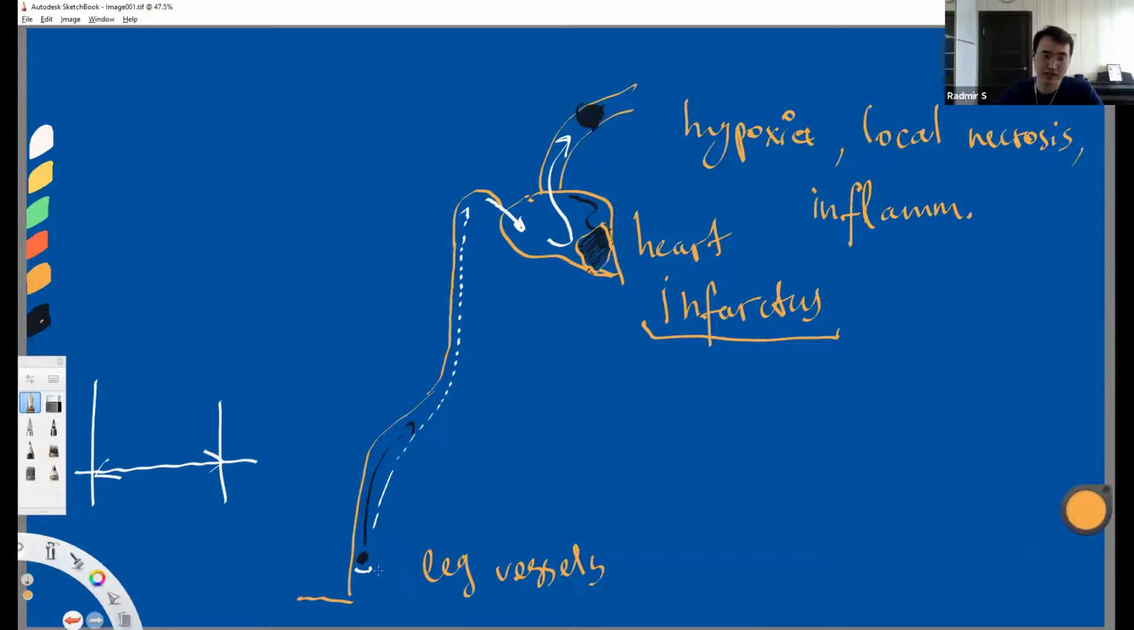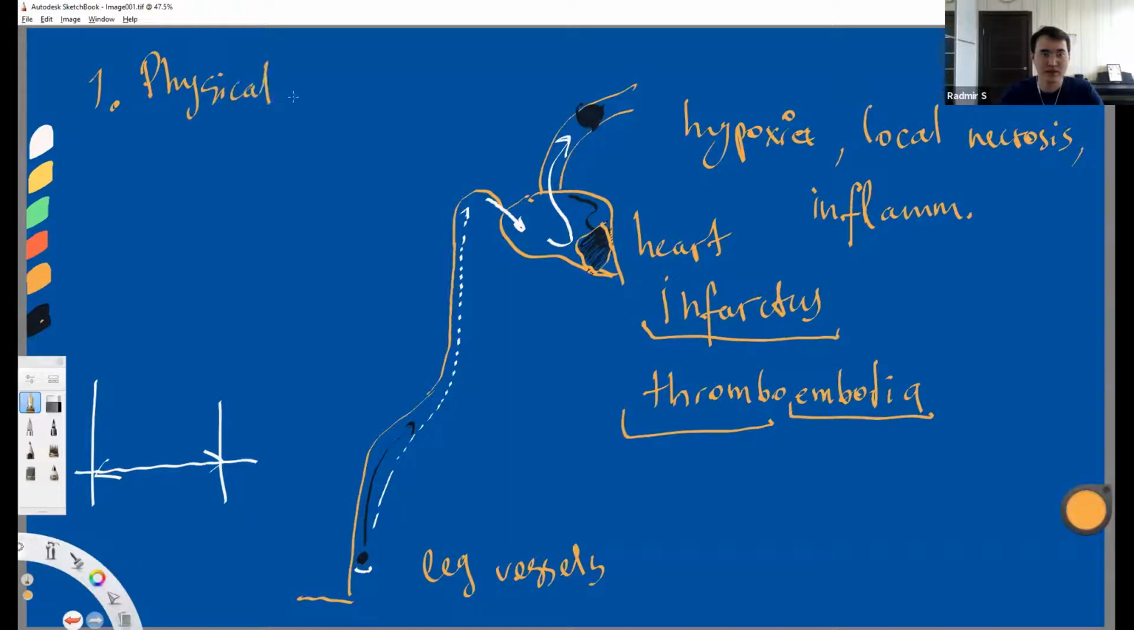So how do we prevent thromboembolism? Whenever we have the detachment of the thrombus, we speak about thromboembolism. And this is the free floating of the thrombus inside the circulatory system. So how could we prevent it? We can prevent it on early stages, sorry, with physical activity. Then compressing clothes.